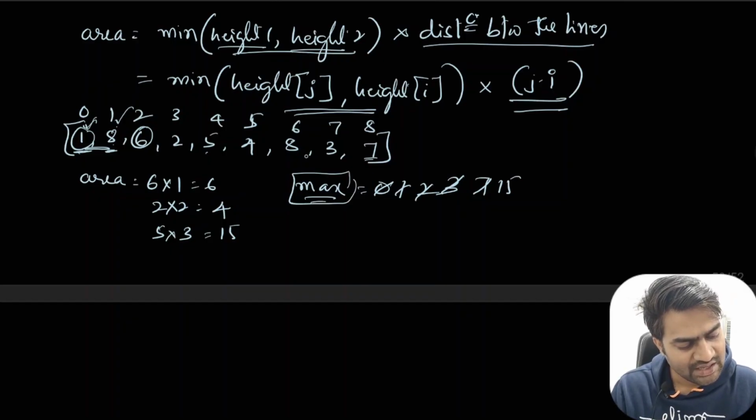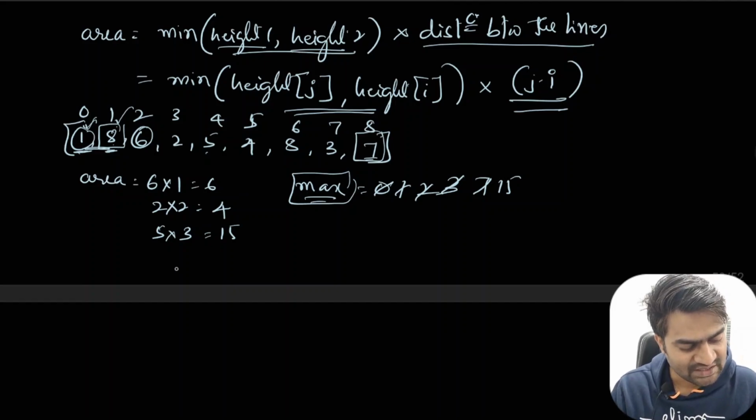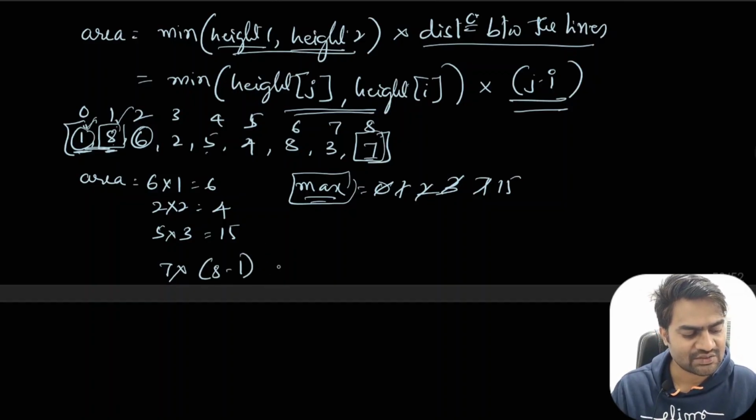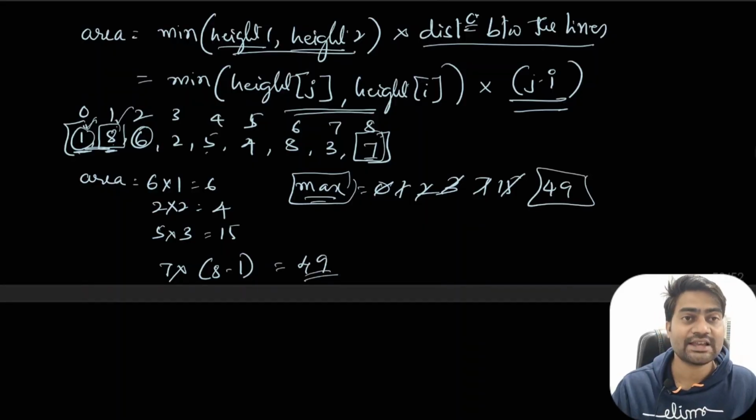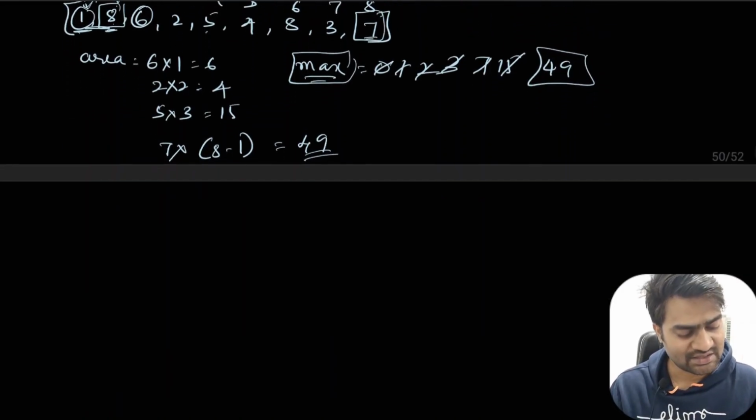Now whenever we come across this particular 8 and this particular 7, the minimum will be 7, right? And the difference, the distance between 8 and 7 is 8 minus index of 1, so which is 7. So 7 into 7, so 49. So we will get 49 as the maximum area. So this we need to return. Okay, for that let us try to write the pseudocode.